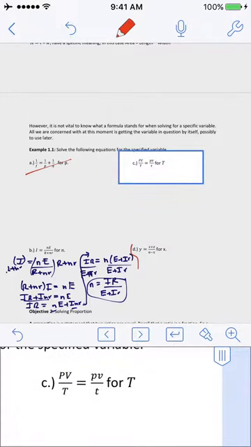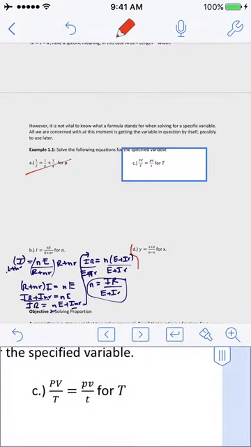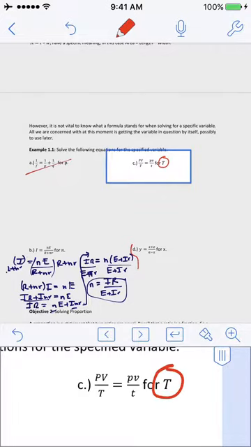Let's go try C now. So we're going to jump back up to C. This one's a little more rational. I've got capital P, capital V over capital T is equal to lowercase p, lowercase v over lowercase t. And I want to solve for capital T, right? Capital T. So I'm going to treat everything else, including lowercase t, like it's unimportant. I want to get everything away from capital T. Okay.